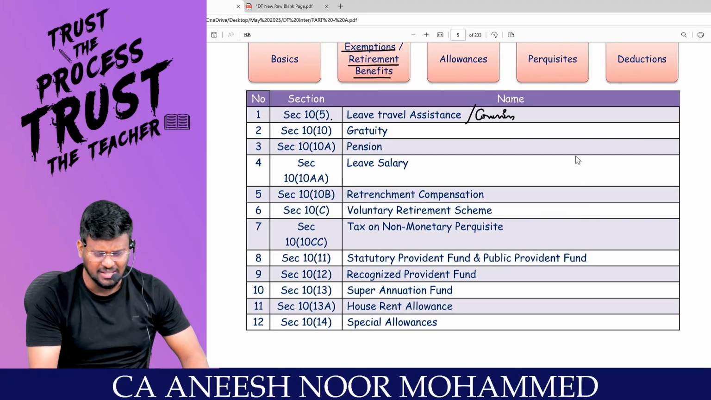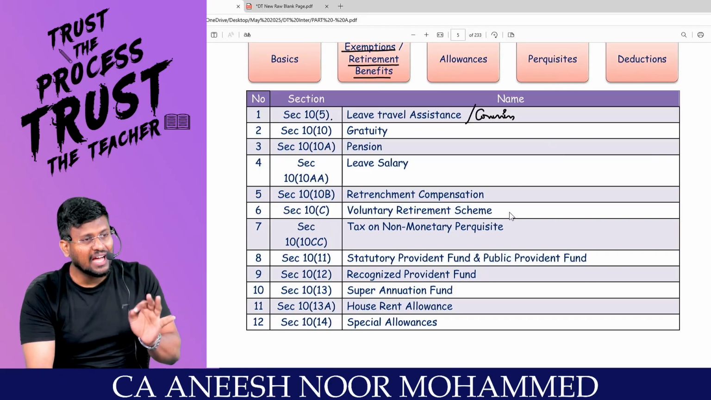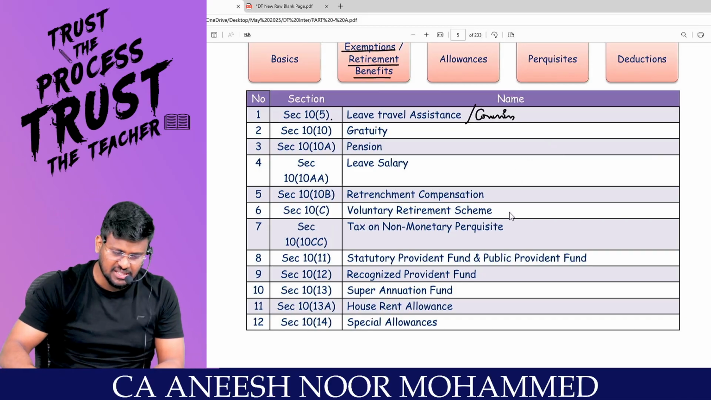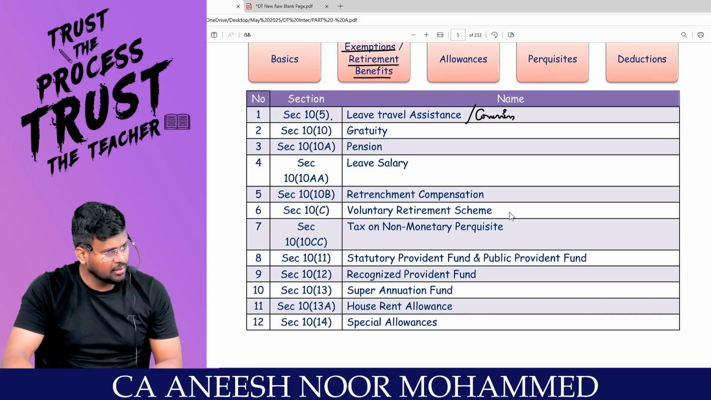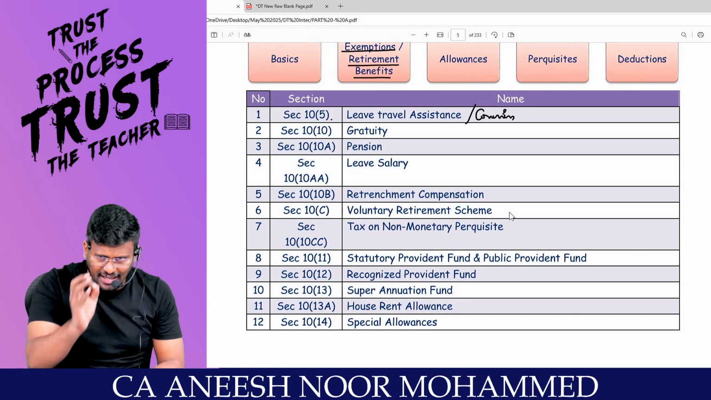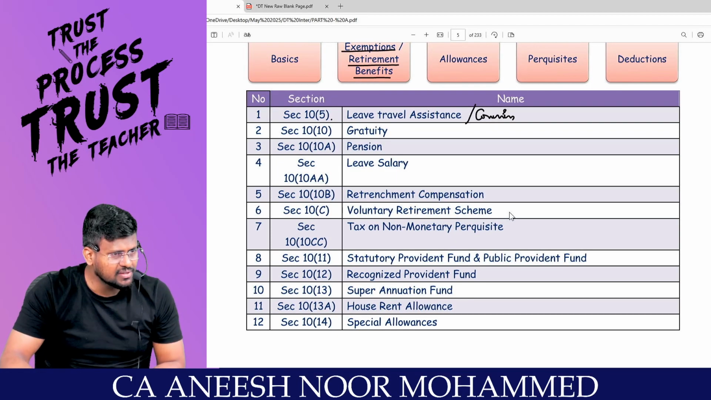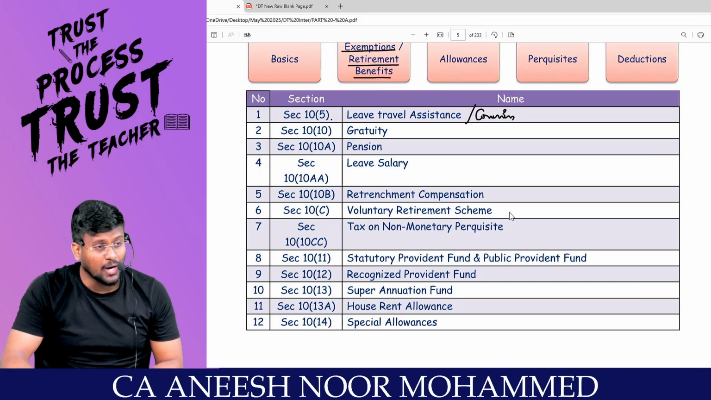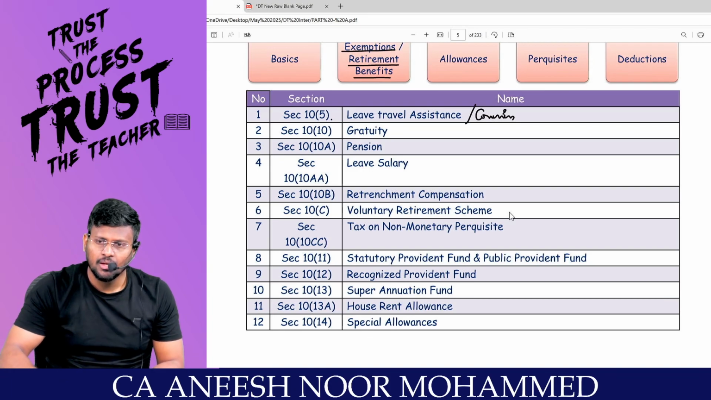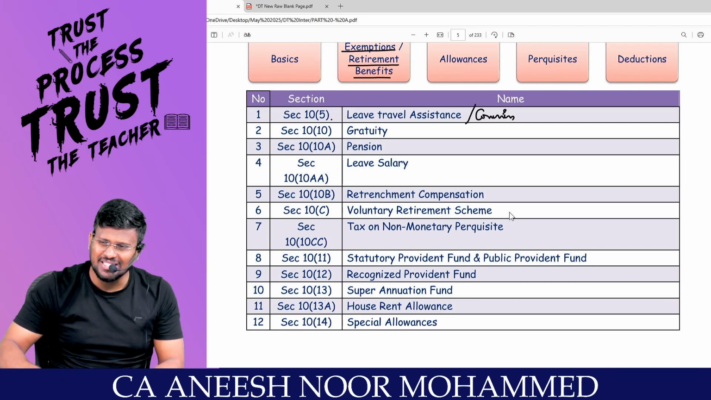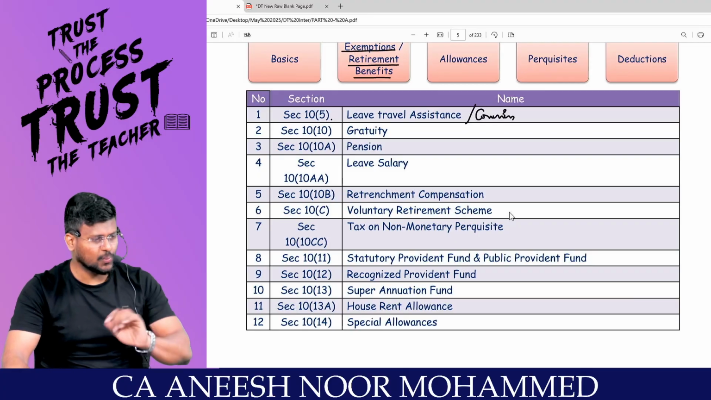You tell me, what is section 10(5)? Leave travel concession or leave travel assistance. What is section 10(10)? Gratuity. What is section 10(10A)? Pension. What is section 10(10AA)? Leave salary. What is section 10(10B)? Retrenchment compensation. What is section 10(10C)? VRS. Once again for the last time.